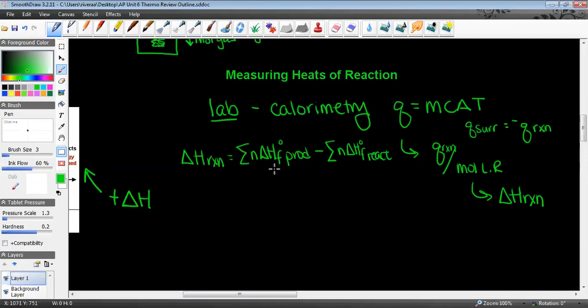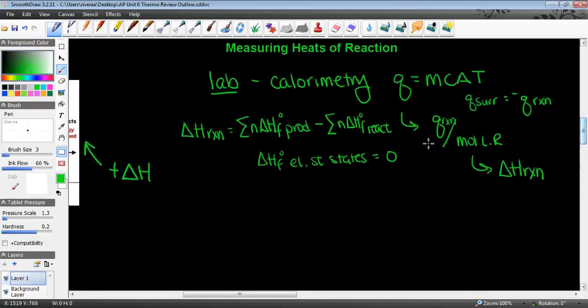And heats of formation are standard values. And remember, heats of formation of elements in their standard states is equal to 0. Because those were formed during the Big Bang, there's no energy needed to form the elements. Whatever we've got, we've got. Okay, so those would be values that you would look up in a book or they'd be given in the problem.